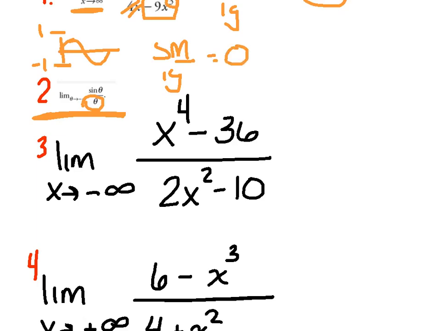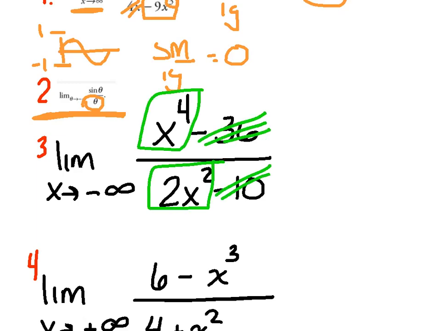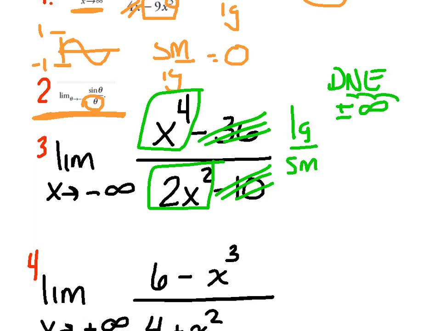Number 3. Limit as x approaches negative infinity of x to the 4th minus 36 over 2x squared minus 10. So grab that power fight. Largest guy is x to the 4th. This means nothing. Largest guy is 2x squared. This means nothing. I would say I have a large over small. Now, remember, this is where it gets a little sneaky. Your answer can either be does not exist or plus or minus infinity. And again, the AP is probably going to go with the plus or minus infinity. Now you have to determine whether you're positive or negative infinity. So, very simple. All you have to do is plug negative infinity in to determine whether you're positive or negative.